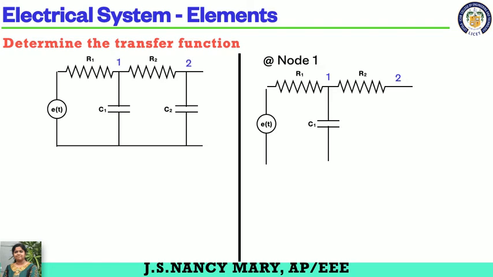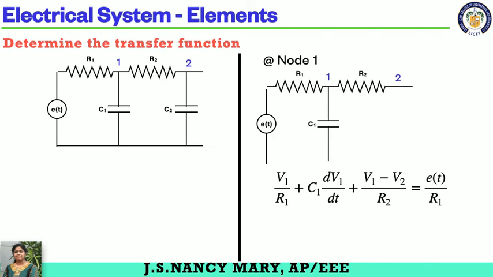Now I'm going to write the equation. So the current due to your resistance will be V1 by R1. The current due to your capacitance will be C1 into dV1 by dt. Here you could check what is the current due to the resistance R2. As it is connected between the node 1 and node 2, we are taking the differential of the voltage V1 minus V2 divided by R2, which is equal to E of t by R1, which is nothing but your source which is connected to the resistance R1.